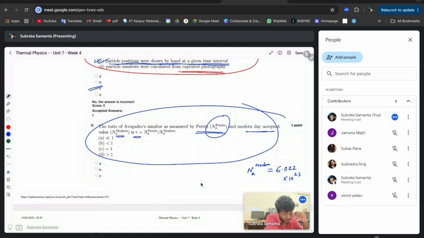If you look into the class notes, in the Perrin experiment, Perrin successively measured the value of the Avogadro number. He got a slightly higher value, 6.89 times 10 to the power 23, and we know the modern-day accepted value is 6.022, a slightly lower value. Perrin got a higher value, so the ratio R is obviously greater than 1.